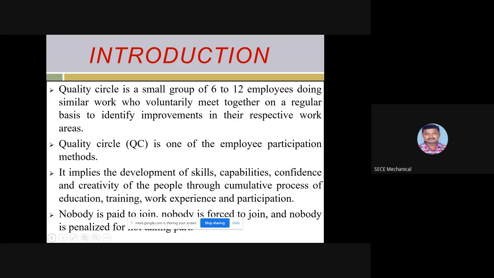Other names of quality circle are small groups, action circles, excellence circles, human resources circles and productivity circles.